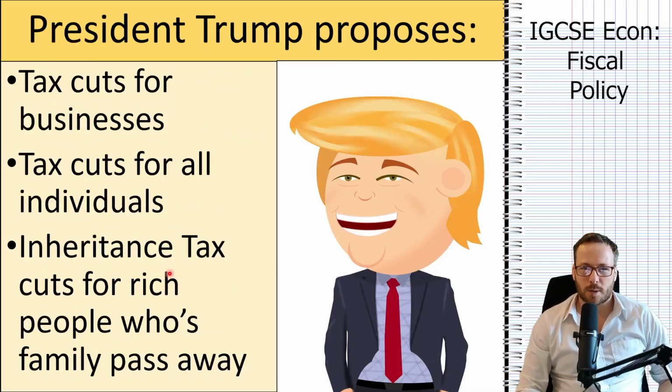So we know it's fiscal policy. We know Trump wants tax cuts for businesses. We know he wants tax cuts for individuals. And he also wants inheritance tax cuts for the rich. He is cutting taxes all across the board.